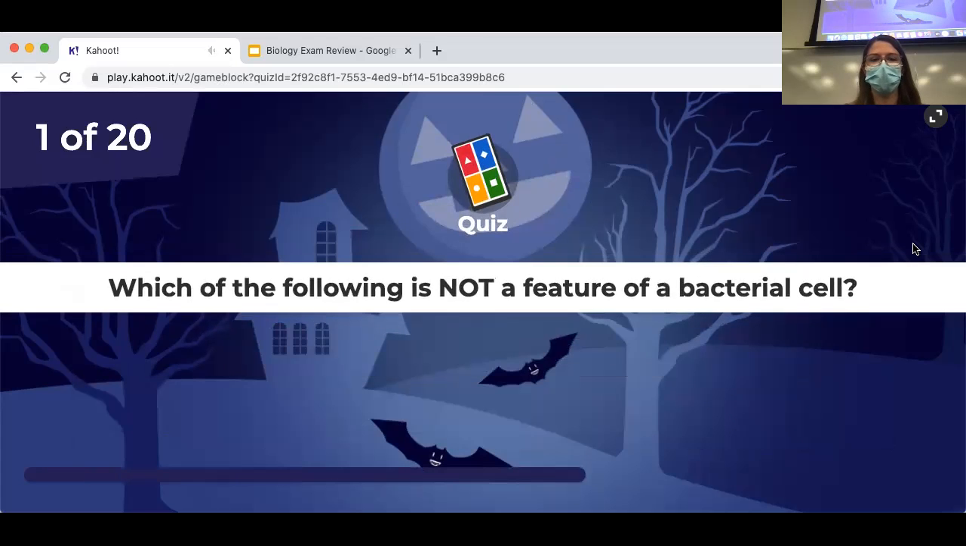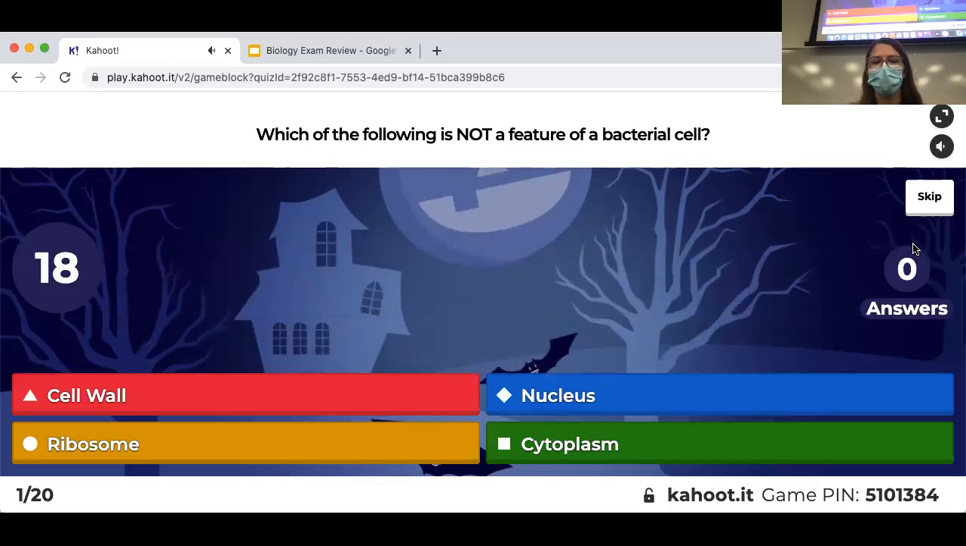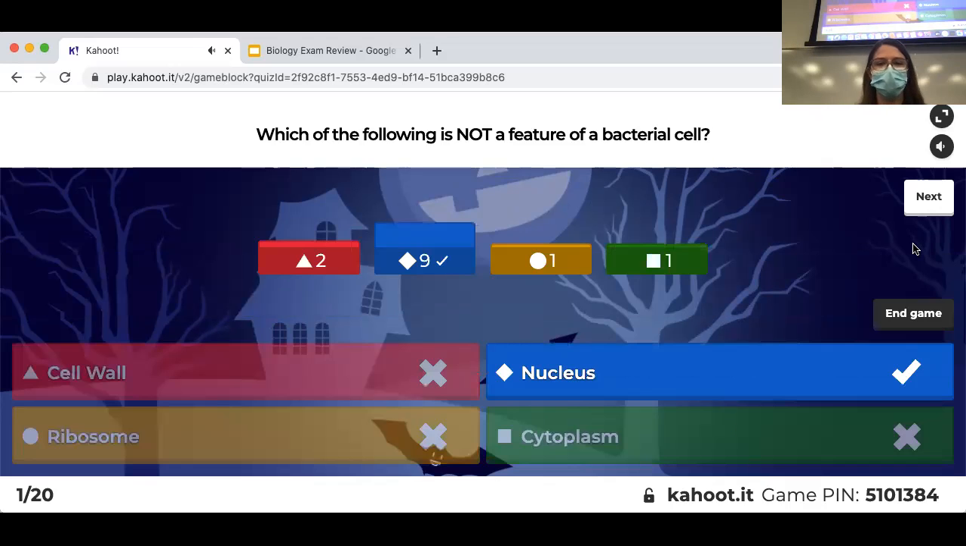All right, which of the following is not a feature of a bacterial cell? All right, correct answer is nucleus. All the rest of them are found in a bacterial cell.